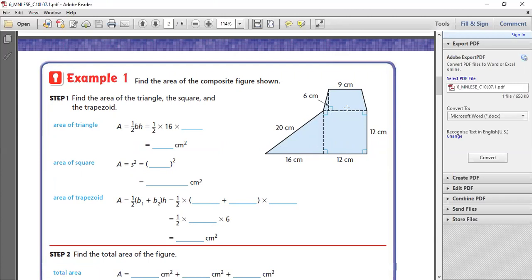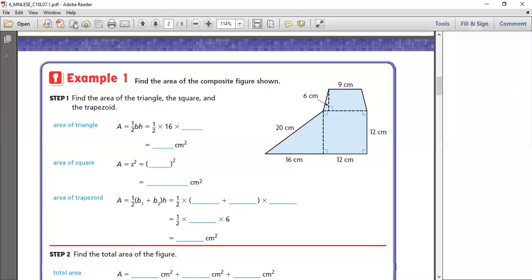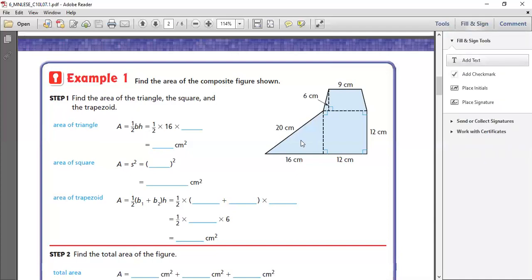So you can either find the area of both trapezoids and add them, or you can find the area of a square, then find the area of the triangle, and then find the area of the trapezoid and add them all together. So for this question, let's follow the instructions given in the book. They want you to find the area of the triangle. So finding the area of the triangle, what are the things we need? What is the formula for a triangle? Half BH, which means we need the base and we need the height.